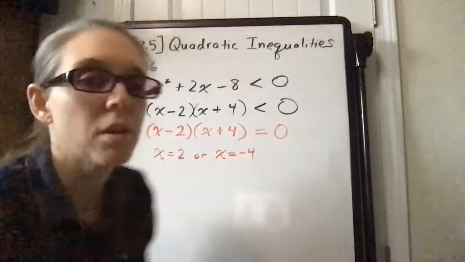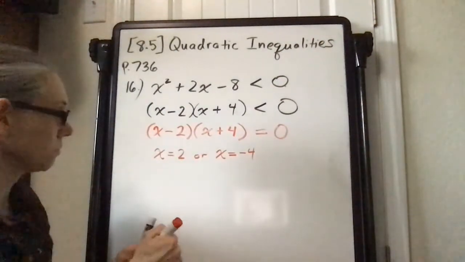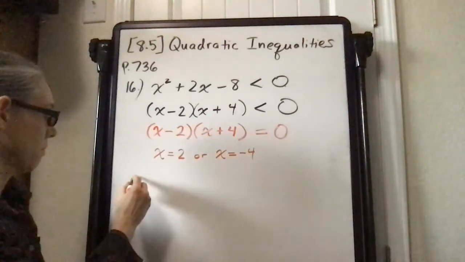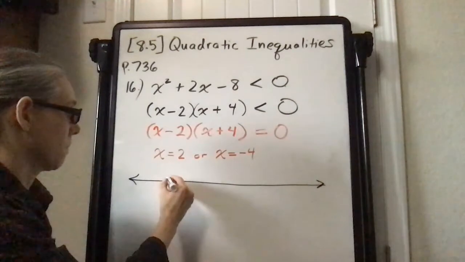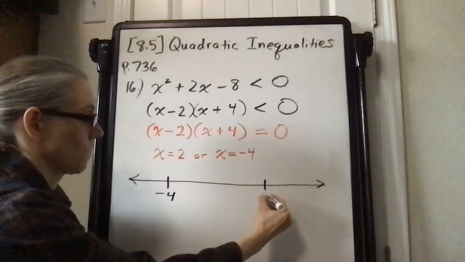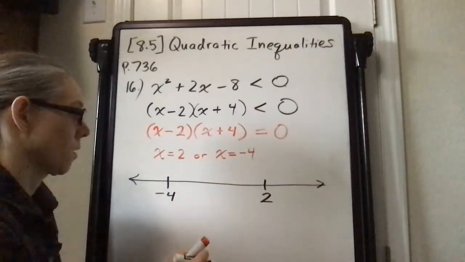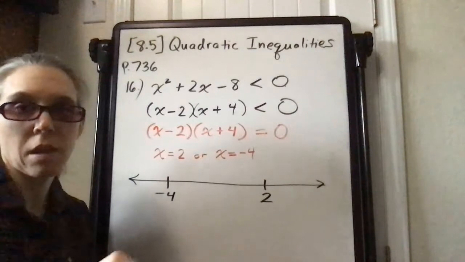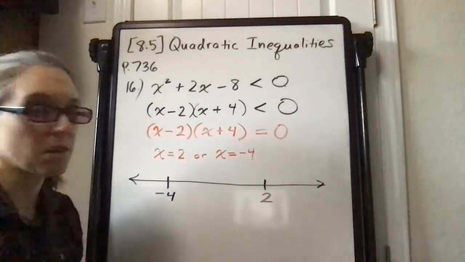So what we're going to do with these two values is we're going to make a number line. Okay, so here's my number line. And in general, you always want to include 0 in your number line.